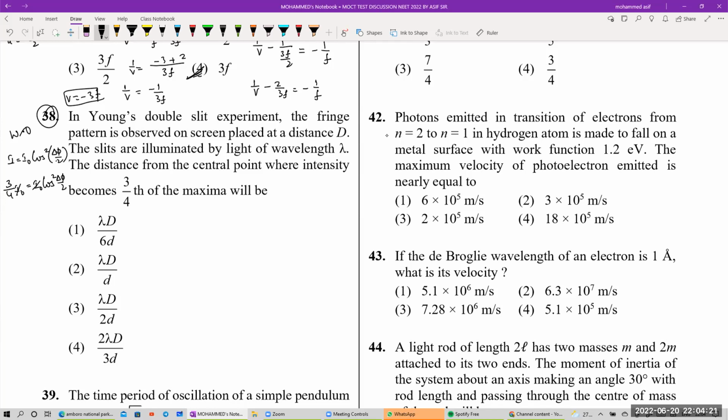I naught तो चले गया. So cos of delta phi divided by 2 will be equal to √3 divided by 2. यानी delta phi divided by 2 will be equal to, how much would be better? pi/6. Isn't it? यानी delta phi will be equal to pi/3. Isn't it? क्लियर है?